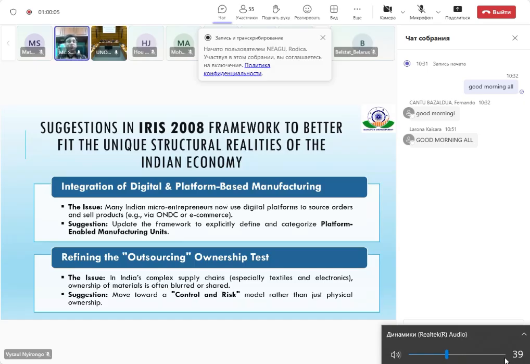Refining the outsourcing ownership test. What is the issue? In India's complex supply chains, especially textiles and electronics, ownership of materials is often blurred or shared. That way we cannot take care of the global value chains. My suggestion is that we have to move toward a control and risk model rather than just physical ownership. The task team may deliberate on how we can adopt the control and risk mechanism rather than just physical ownership. Next.